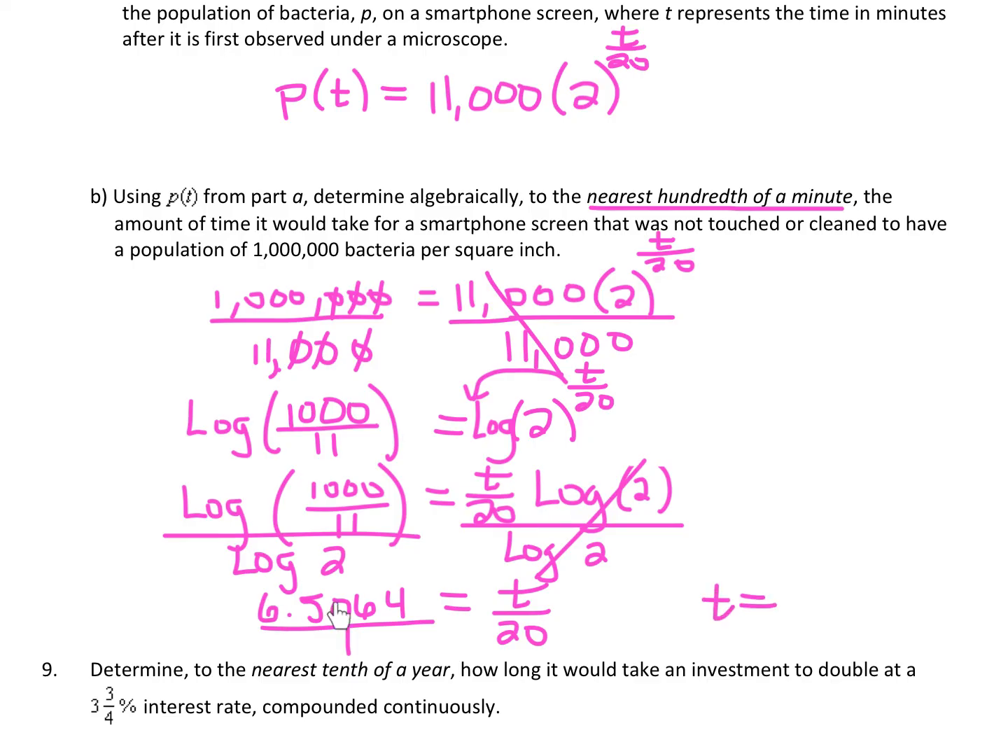And if we multiply this number right here by 20, they want us to round to the nearest hundredth of a minute. So to the nearest hundredth of a minute, I'm getting 130 point, now it says 127. So that 7 would round that 2 up to a 3, so it would be 0.13. So 130.13, and the units are minutes. And there we have it.